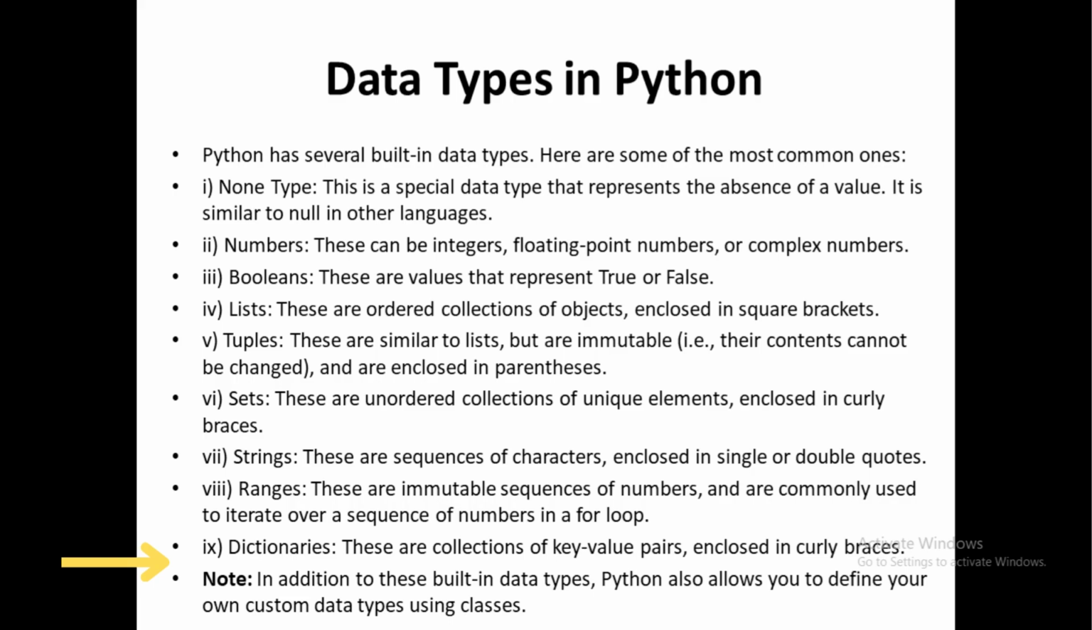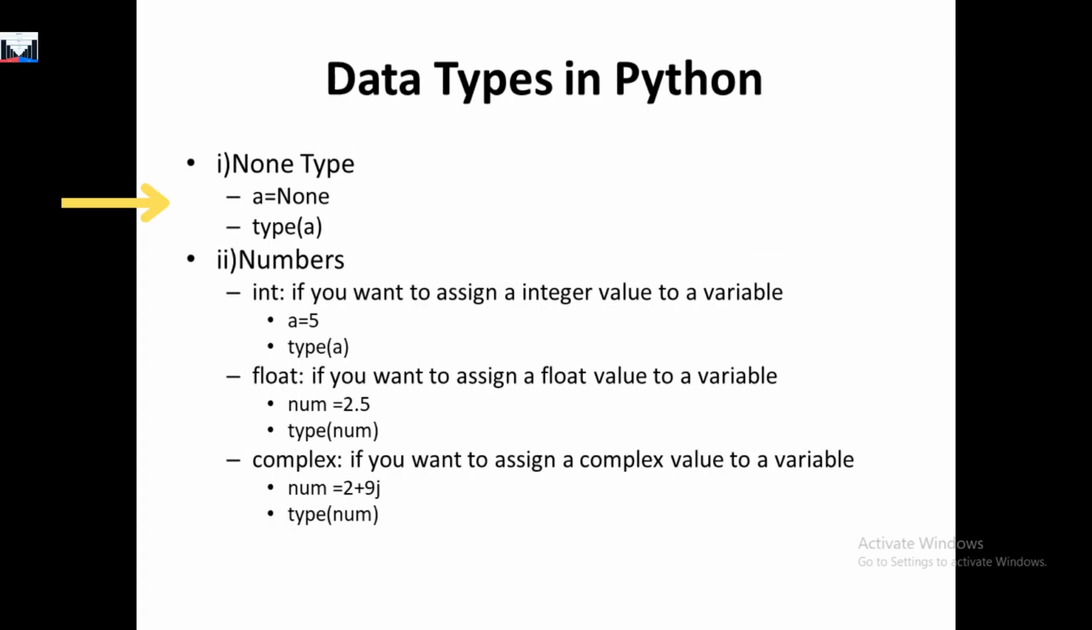And next one is dictionaries. A dictionary is a collection that has key value pairs: a key will be there, and for that key a value will be there. Dictionaries are enclosed inside curly braces. In addition to these built-in data types, Python allows you to define your own custom data types using classes.